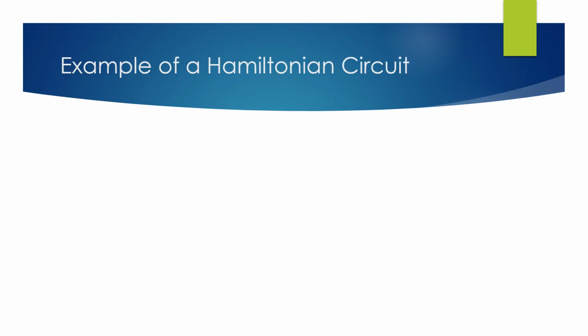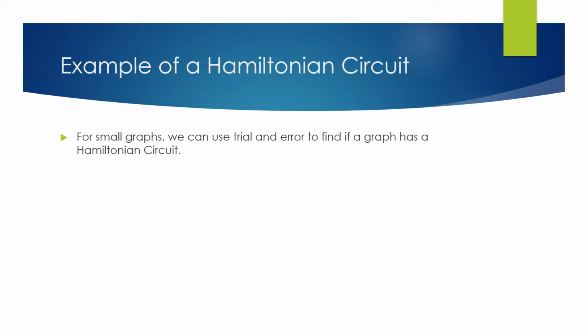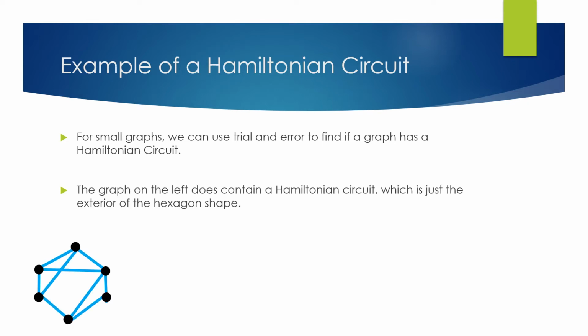Now that doesn't mean it's impossible. In fact, for small graphs, we can just use trial and error to find out if a graph has a Hamiltonian circuit. And we can take an example for the graph on the left. There's a pretty obvious one, which is just the exterior of the shape. If you just trace it in the shape of a hexagon, you get it. And that definitely has a Hamiltonian circuit. It doesn't have an Euler circuit, though. It actually has four vertices of degree 3, which is kind of a problem.